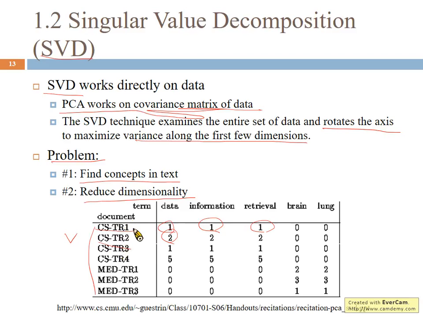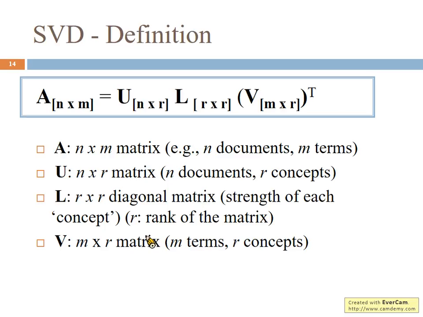And right now, for each document, we use a 5-dimensional vector to represent it. For the first document, we use 1, 1, 1, 0, 0 to represent this document. For the second document, we use 2, 2, 2, 0, 0 to represent this document. And now the goal of this work is to reduce the 5-dimensional vectors into maybe 1-dimensional or 2-dimensional vectors. So how can we do that?